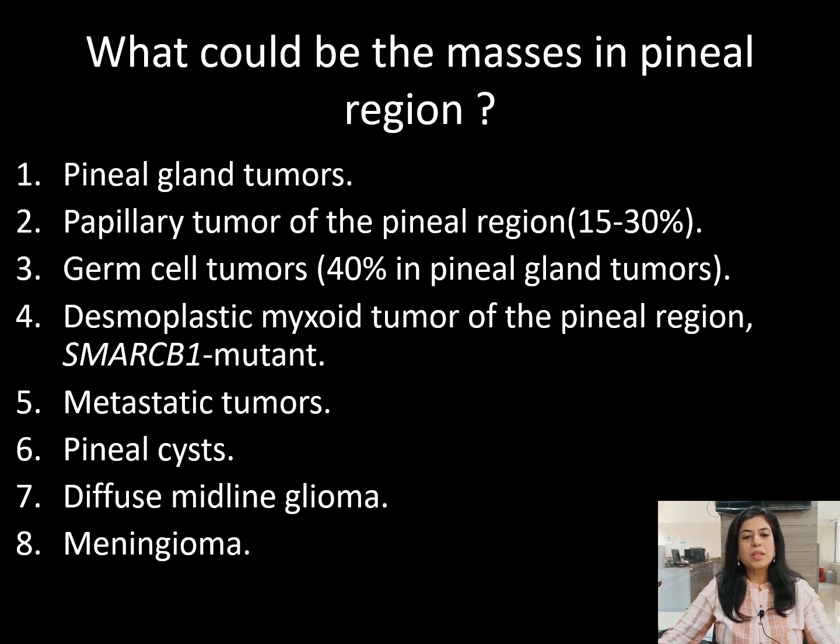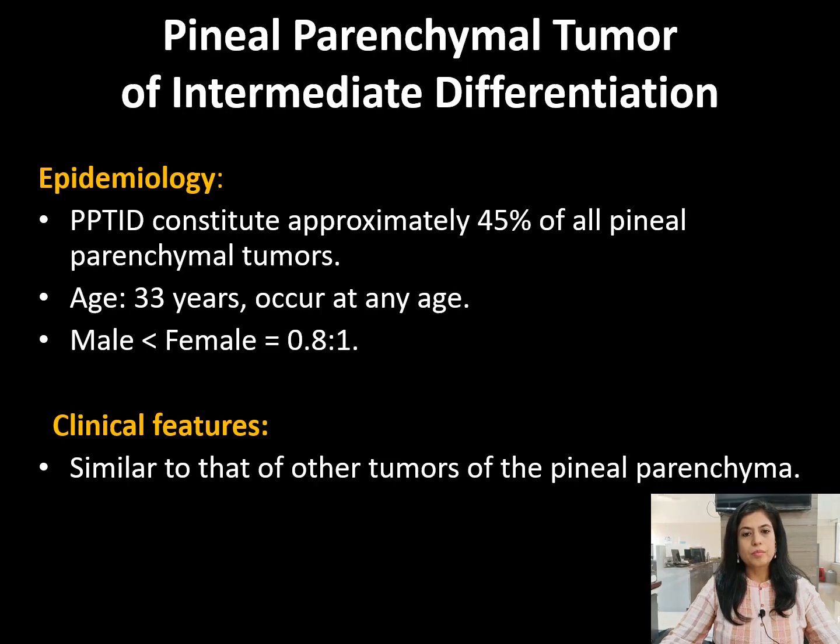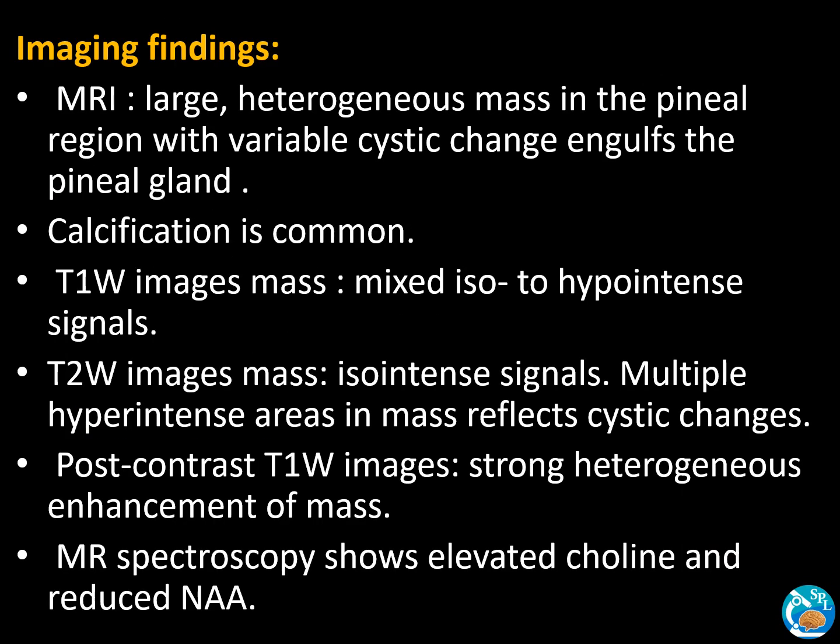Now, what could be the masses in the pineal region? So, we have discussed this slide in detail in the previous talk. PPTIDs account for approximately 45% of all the pineal parenchymal tumors. The median age group is 33 years. However, these may occur at any age group and there is a slight female preponderance. Now, the clinical features are similar to the other tumors occurring in the pineal parenchyma.